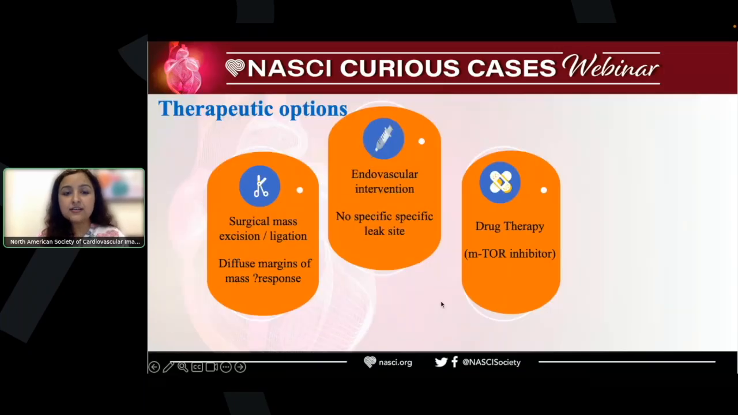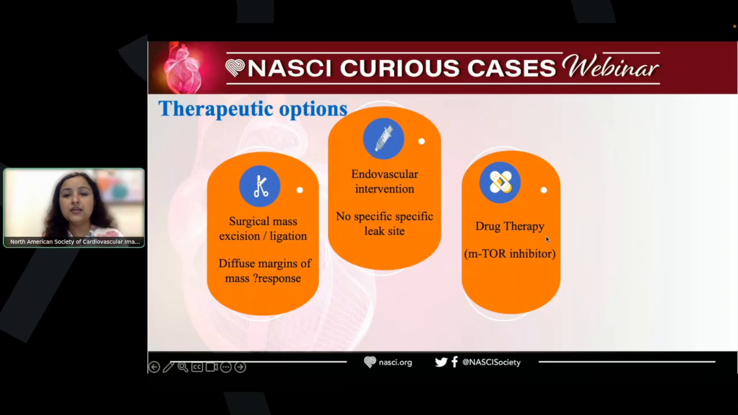Usually the management can be surgical excision, but it is tricky because the margins are very diffuse. If you see a distinct leakage of the fluid, we do a lot of interventions as well. You can go and plug, glue, put lipiodol or coil that particular leak. But in our patient, there was a diffuse reflux. There was no particular point of leakage which could be blocked via endovascular intervention.